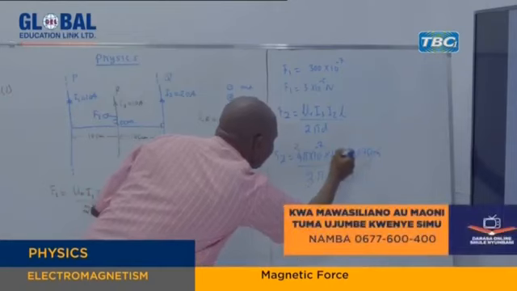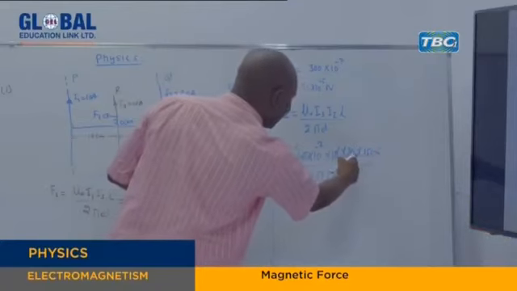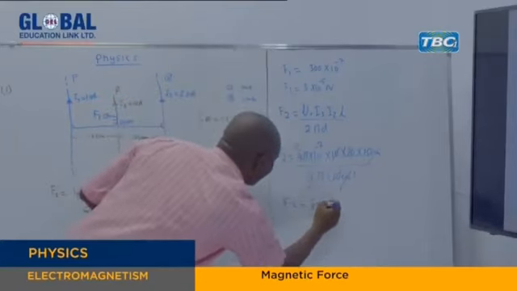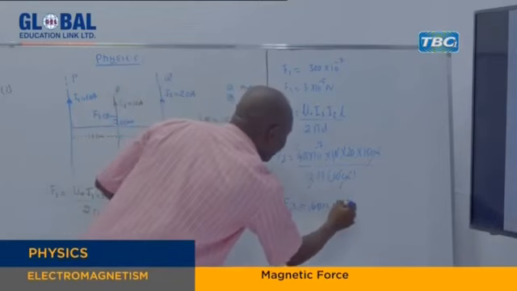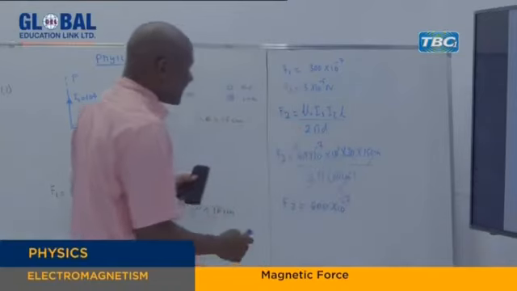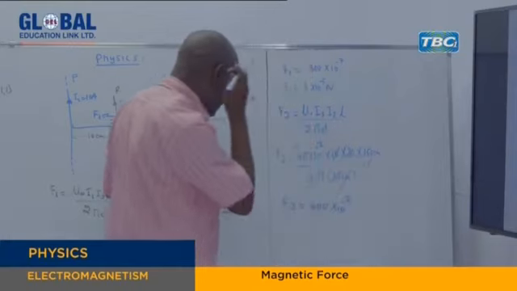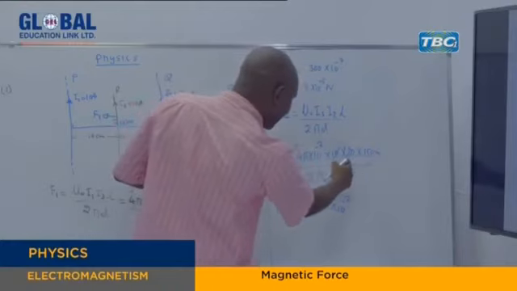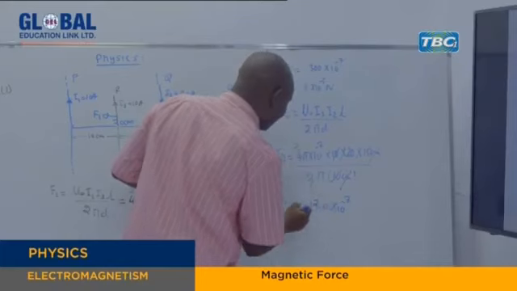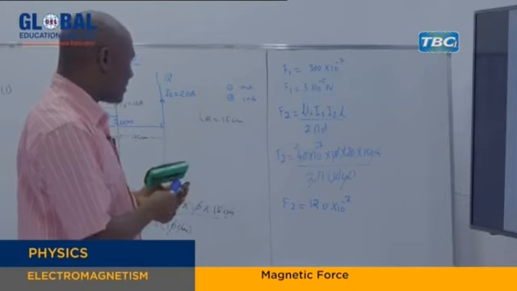And this 10 you cancel out here. F2 equals 15 times 20 times 2. So you multiply, this will give 600 times 10 to the power negative 7. 15 times 2 is 30, times 2 gives us 60... let me check. Check your calculator. If you multiply that, how much do you get?